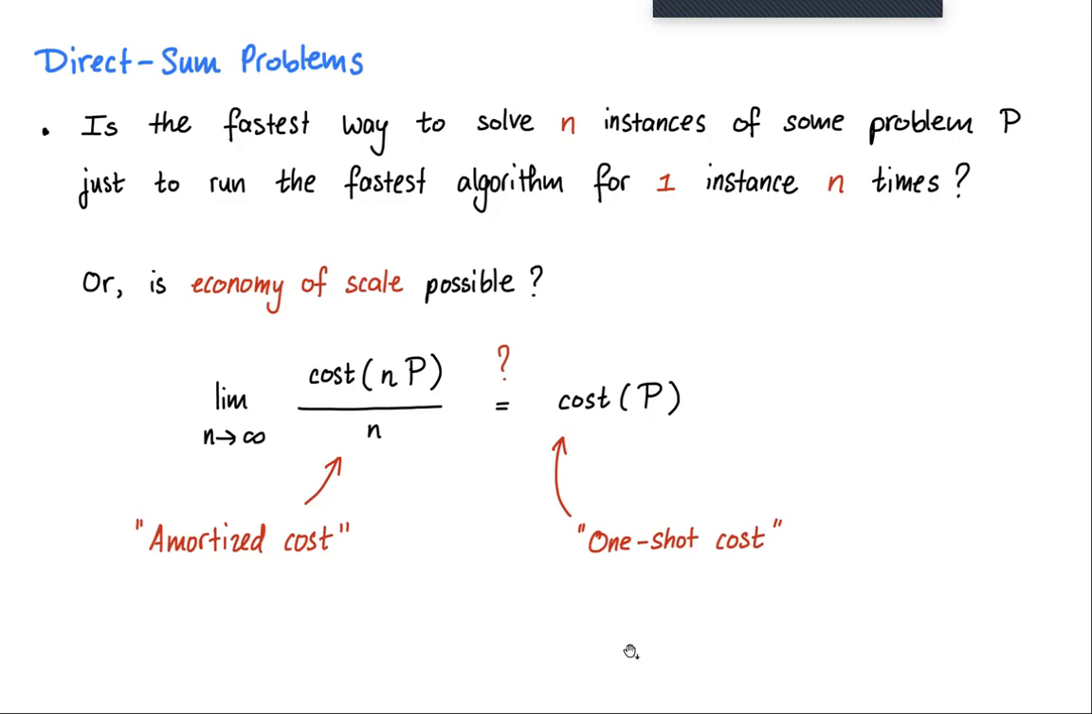So mathematically, we can maybe imagine solving a problem P n times, looking at its cost and dividing it by n, and then trying to understand what happens if we let n go to infinity. So this is some sort of amortized cost on the left-hand side. And what we would like to know is whether this amortized cost is equal to the one-shot cost. So the cost of computing P a single time.